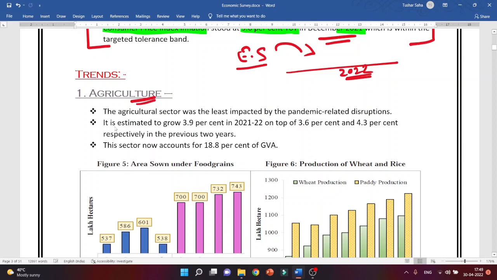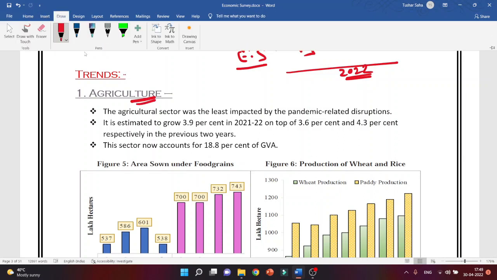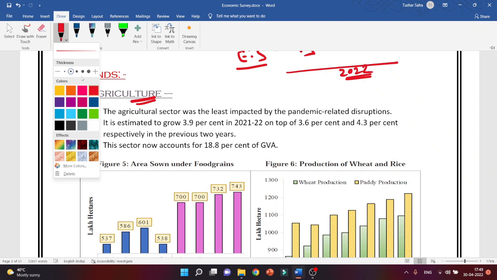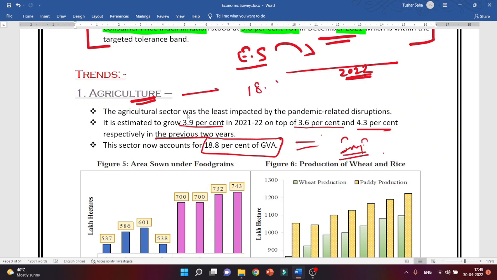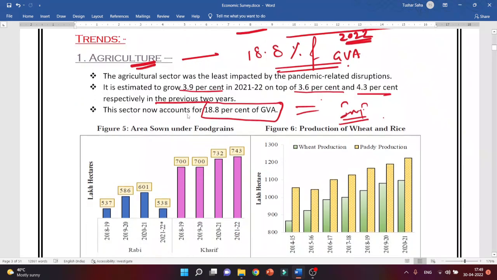So, trends in agriculture, right? What does the trend show in agriculture? It shows that it grew by 3.9% on top of 3.6% and 4.3% respectively in the previous two years. The sector now accounts for 18.8% of GVA. Very important line. What is the contribution of agriculture? It's 18.8% of GVA. Right? So very, very important data.